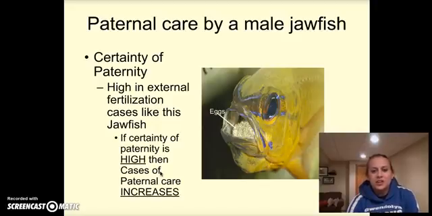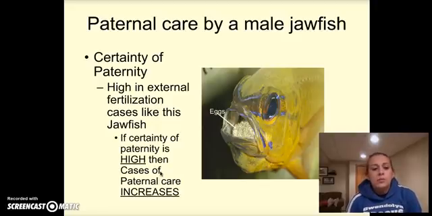Paternal care is a very interesting topic in ecology. Here we're looking at paternal care by a male jawfish. What's interesting about paternal care is that it actually increases when there's certainty of paternity. Typically we talk about maternal care and how much energy and time females put forth in raising the young, especially in mammals, which are a really good example because of the long gestational period. Females are putting lots of time and energy into that. Maternity is certain because they are carrying the young and go through the birthing process, whereas paternity is not always certain.